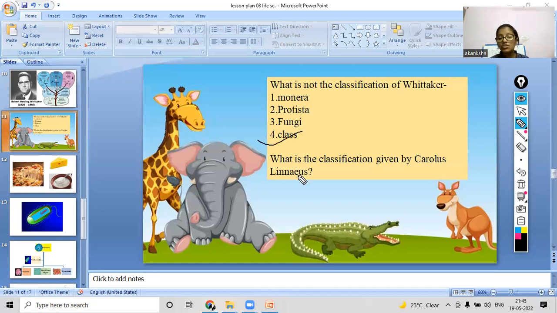It is Class. Okay. So what is the classification given by Carolus Linnaeus? You have to find out the answer for this question, and then answer it in the comment box, right? And now we will move on to our last topic for today. It is also a very small topic, but a very interesting topic. So now we will see what we will study, right?